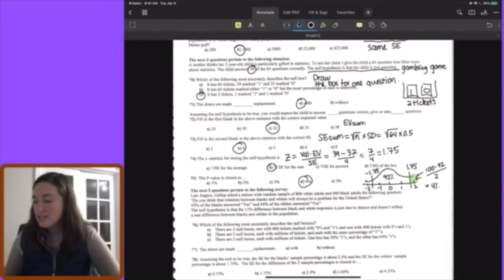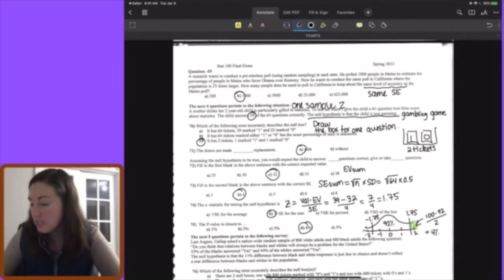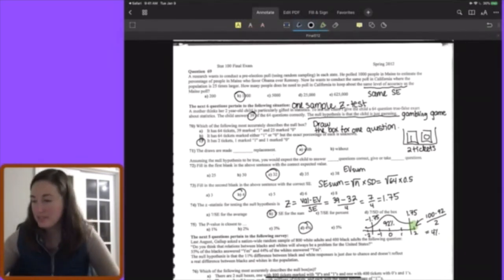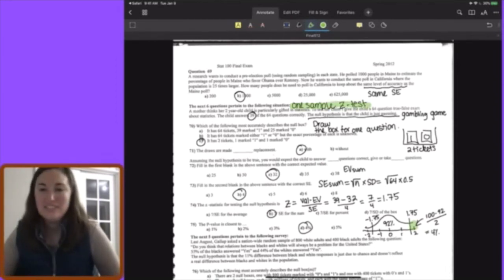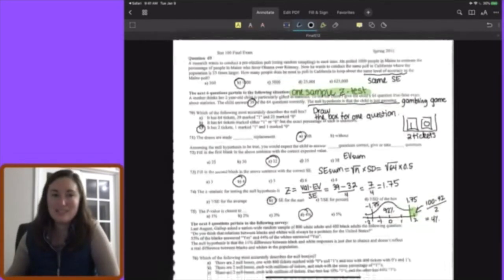So this question, I didn't even say, this was the one sample Z test, right? We calculated our test statistic, which was Z, and there was only one sample, one kid. So on the final there's going to be one question for each hypothesis test. So here was the one sample Z test. Test number 1, done. Any questions on that? So this is the most basic type of hypothesis test.